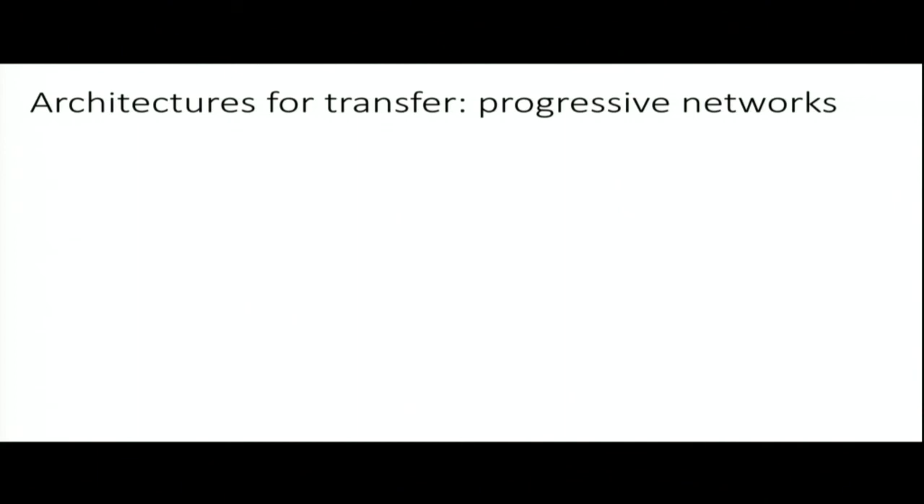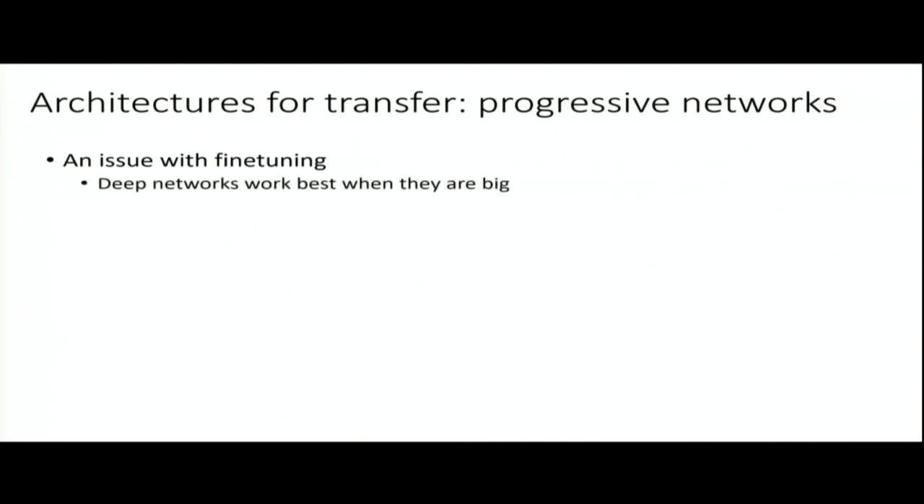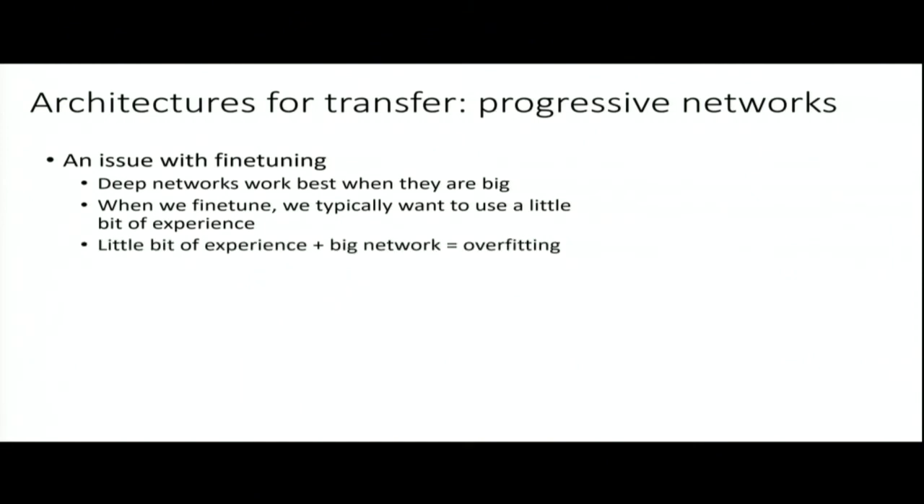There is another issue with fine-tuning that we can address with a little change in the architecture. Deep networks work best when they are very big. So if you want to learn something very complex, you probably want to use a big network. And bigger networks tend to do better because they can represent more functions, and they're actually often easier to optimize because the resulting space has fewer spurious local optima. When we fine-tune, we typically want to use as little experience as possible because we'd like to transfer quickly. So having a small amount of experience and a big network is bad news.